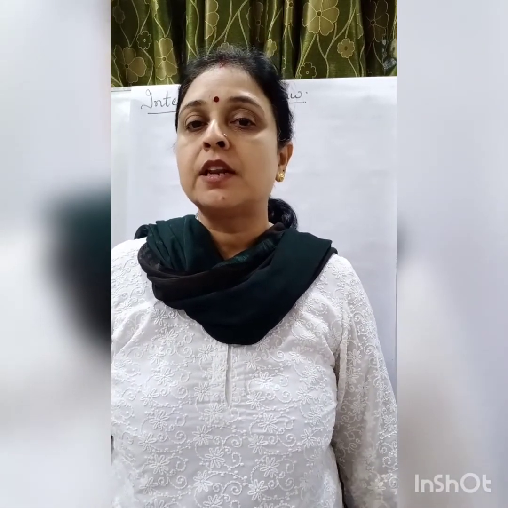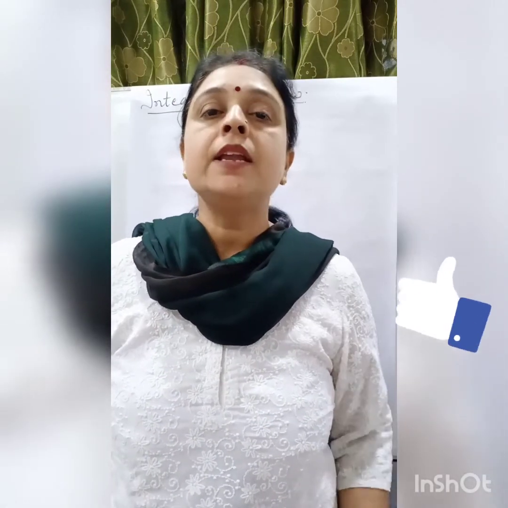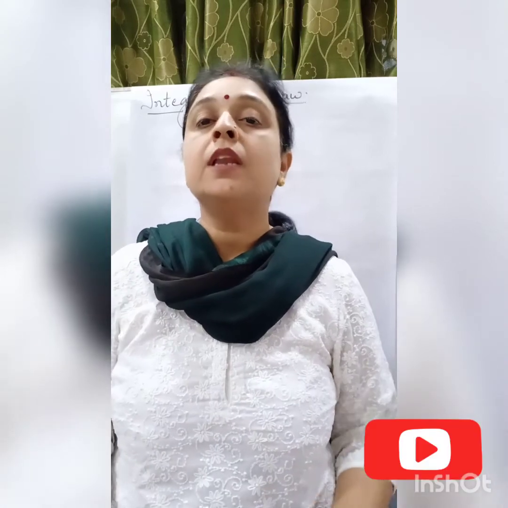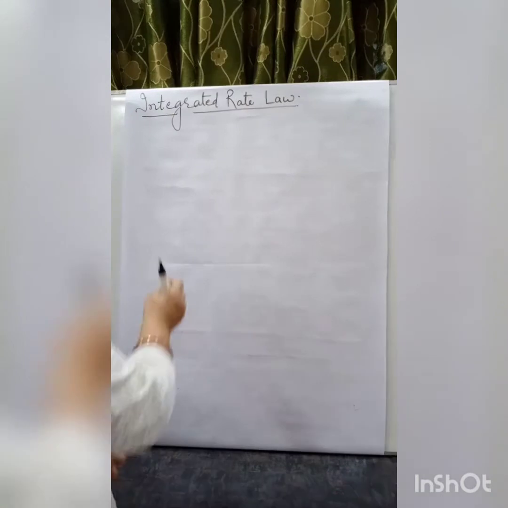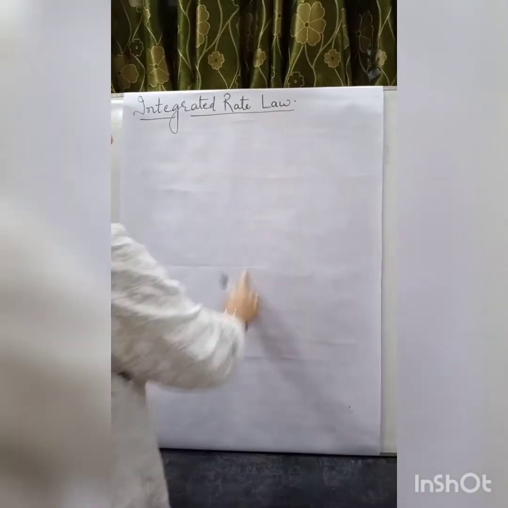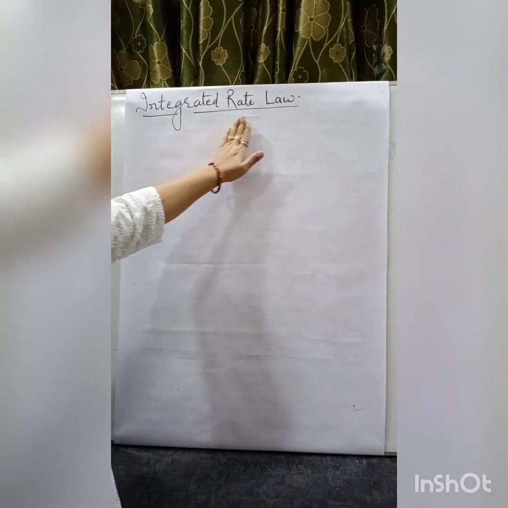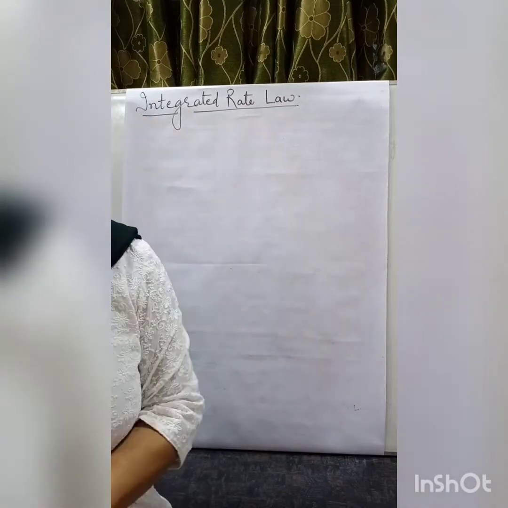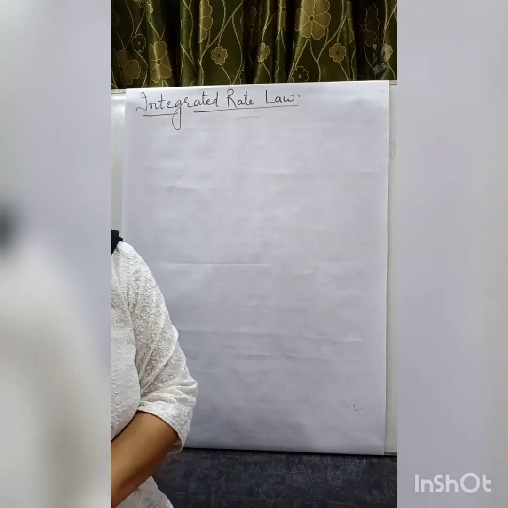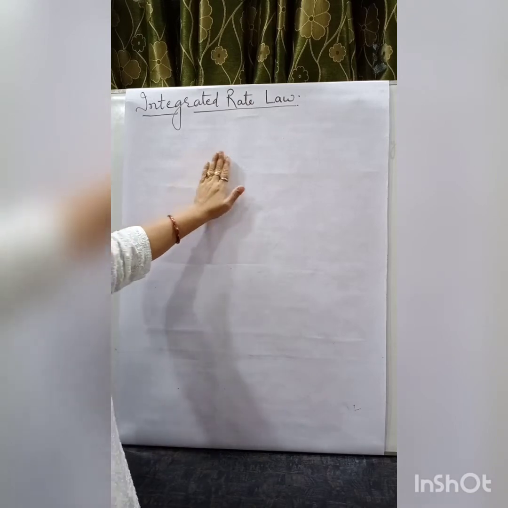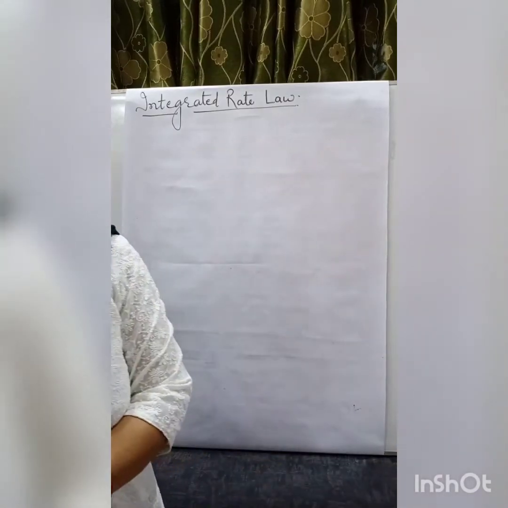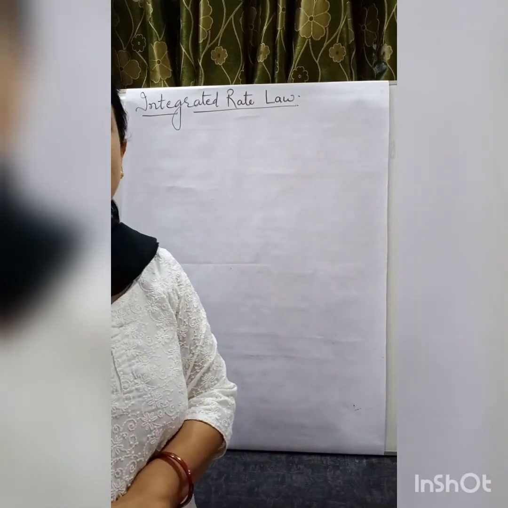So in the previous video we have seen two methods of determining the rate of reaction: the graphical method when a single reactant is involved, and the initial rate method when a number of reactants are involved. Today we will discuss integrated rate law. This integrated rate law is the best method of determining the rate of reaction. It converts the differential rate law into integrated rate law.